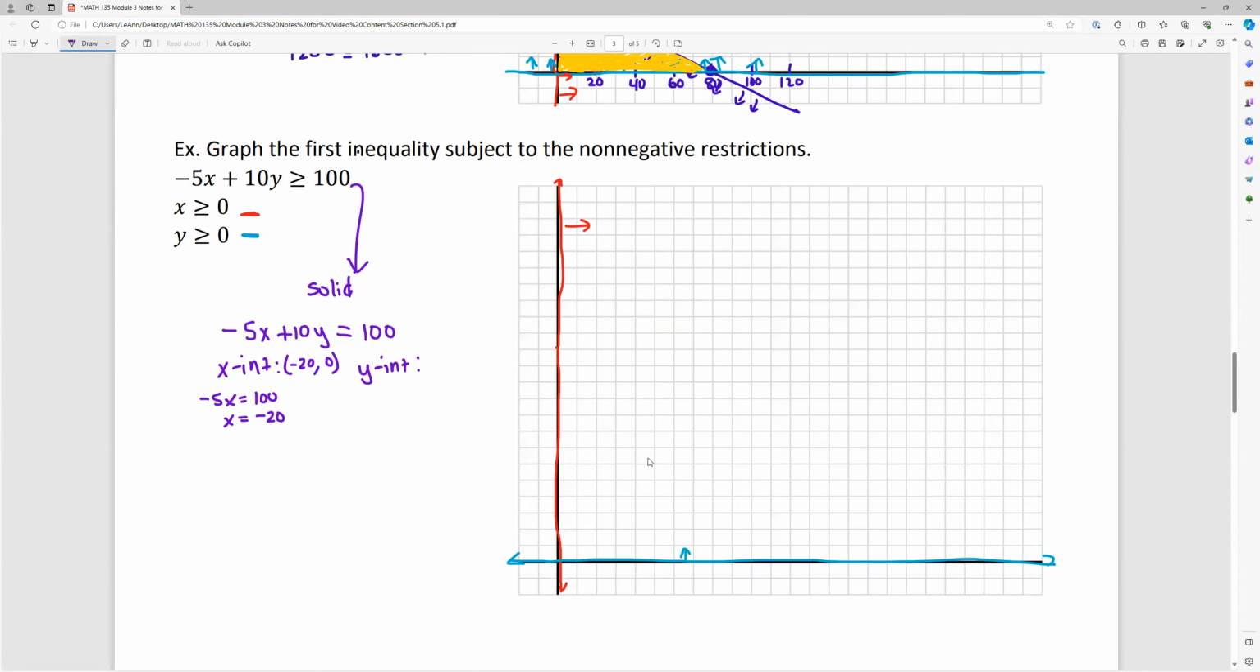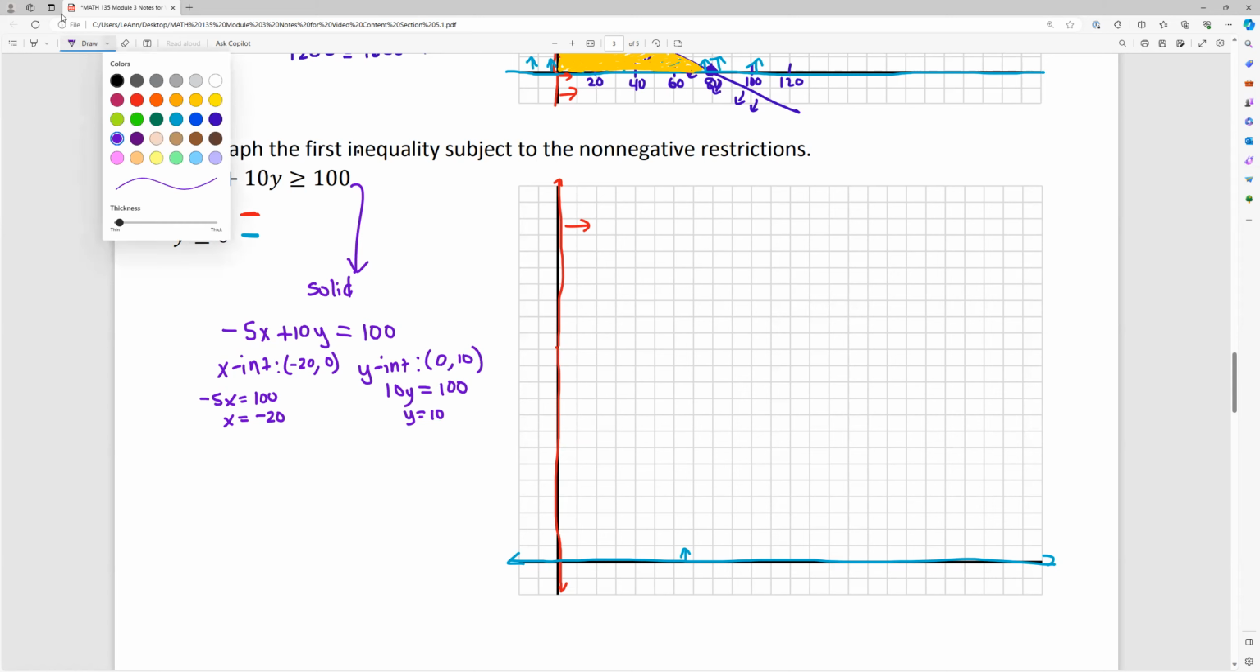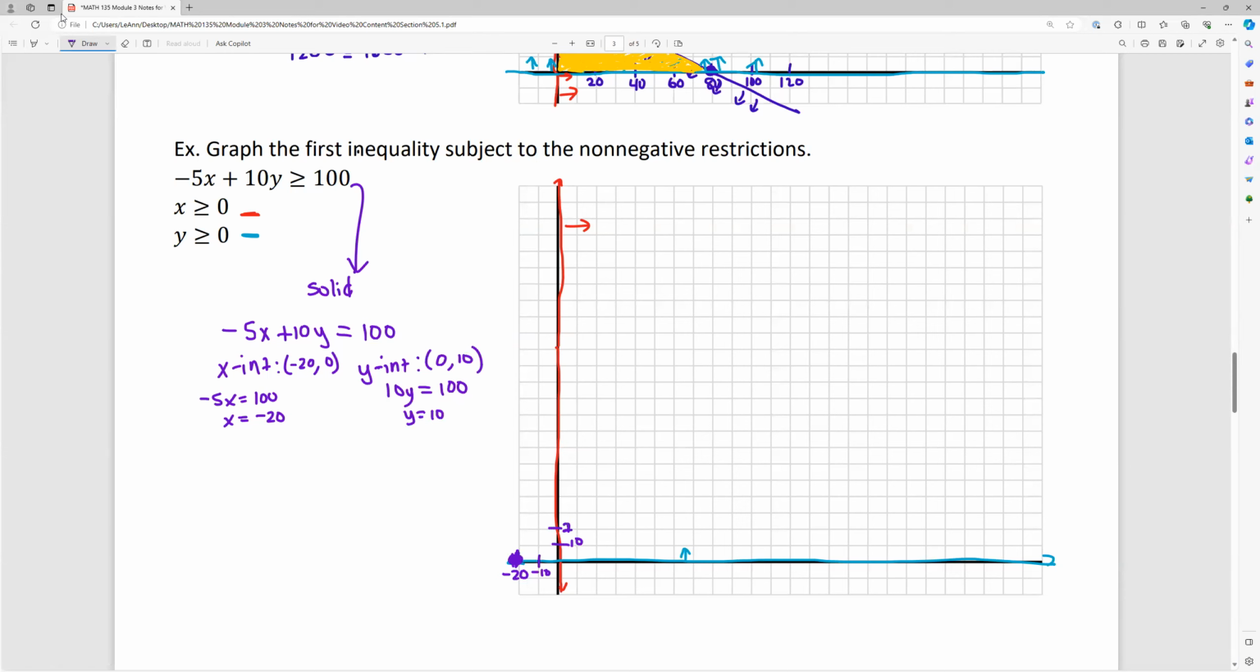And then for our y-intercept, we have 10y equals 100 if we plug in 0 for x. So y is going to equal 10. So that's going to be 0, 10. Notice I have a negative x-intercept this time, so when I go to graph this, I need to be very careful where I label. I'm going to label these by 10. So this is negative 10. This line right here is negative 20. That way I can graph that as my x-intercept. And then my y-intercept is going to be 10.